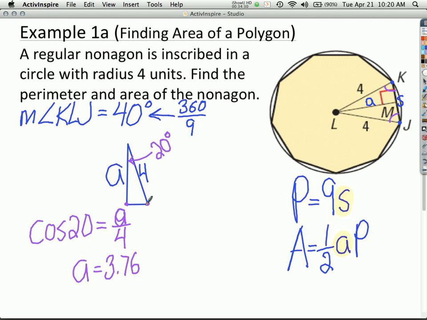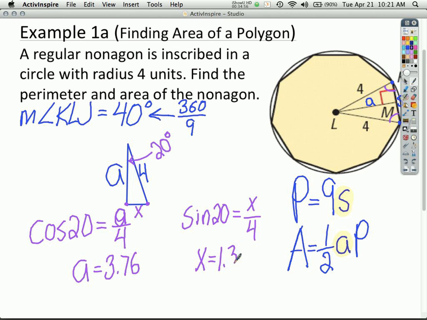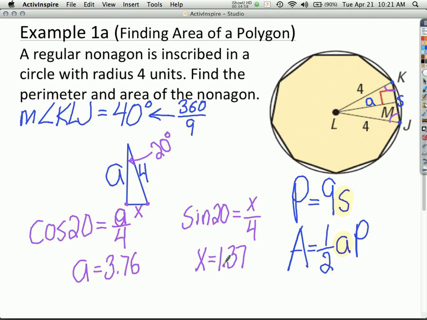Okay. So we'll call this x just temporarily, and you said the sine of 20 equals x over 4. Is that correct? And so what did you get for that missing distance? 1.36. You get approximately 1.36 or 1.37. I got 1.37, but doesn't matter. I'm sure it's close. And then what did you do from there?